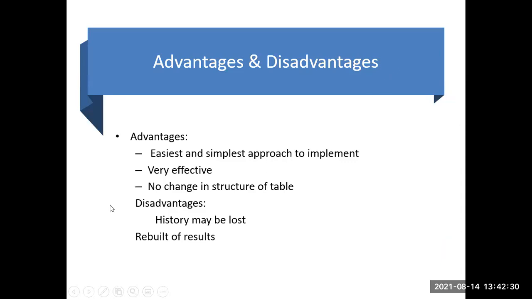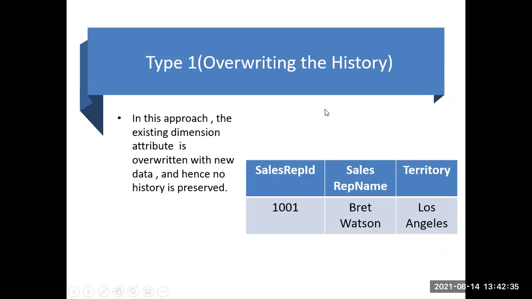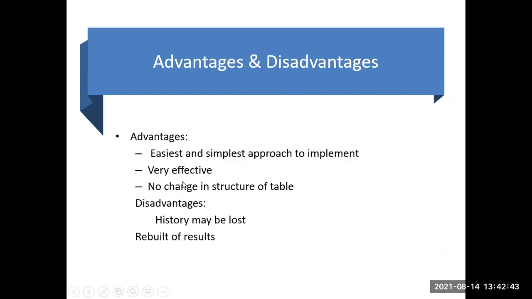Coming to the advantages: it is the easiest and simplest approach to implement. Why? Because there is nothing to be changed for 1001 or Brett Watson; we just have to change the territory name. Very effective, with no change in the table structure. And the disadvantage is that history may be lost, which we cannot store here. Rebuilding of results: when I ask for all the results or all the data, you are supposed to remember what was the previous data, and the previous of the previous data, which is highly impossible. So that becomes a disadvantage here.